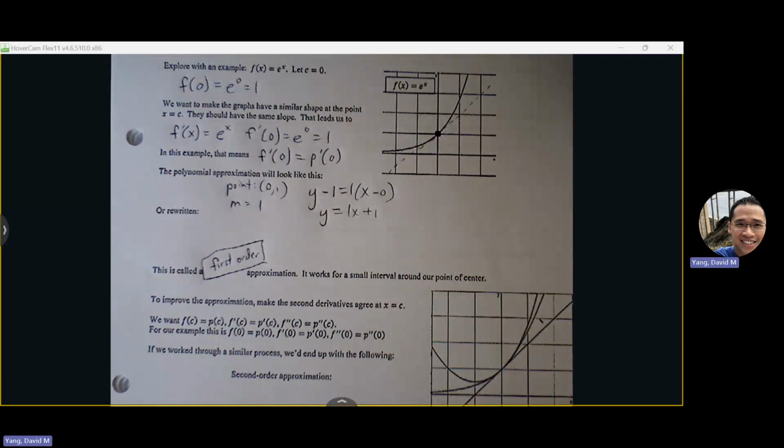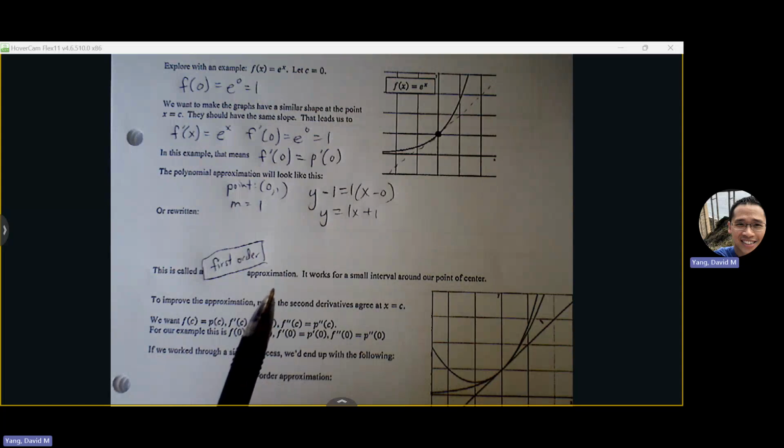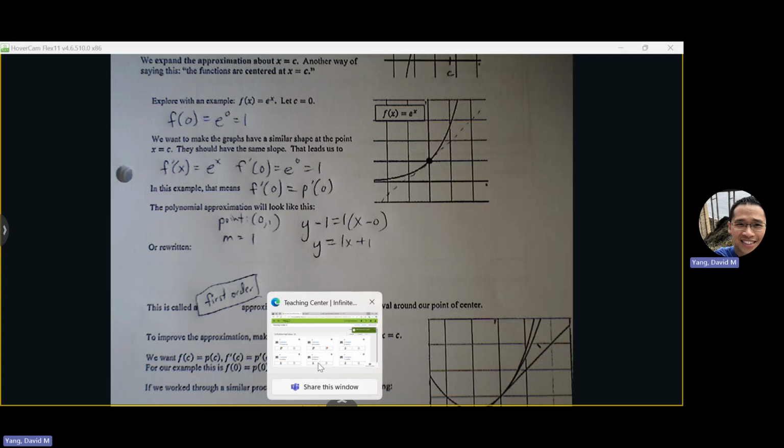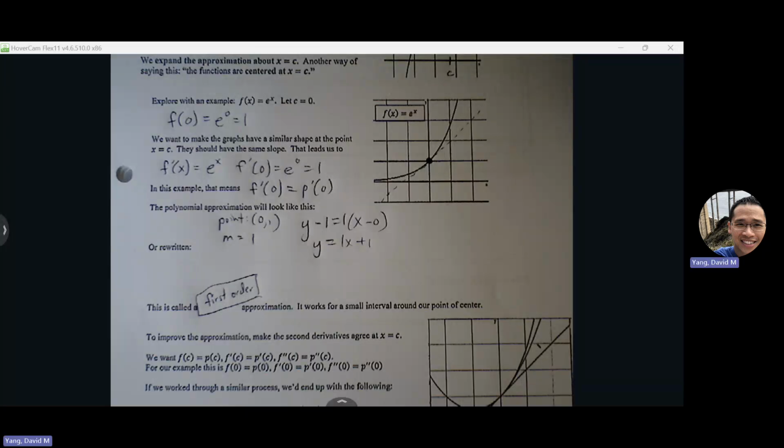So to improve the approximation, or to improve our polynomial, what if we were to make it agree with the curve, the same concavity, the same third derivative, the same fourth derivative, the same fifth derivative? And I just want to show you visually what a polynomial can do the more information we give it. Okay, so you don't have to write this down. I just want to show you on Desmos what a polynomial that matches derivatives of the original function beyond the first derivative, or beyond slope, looks like.